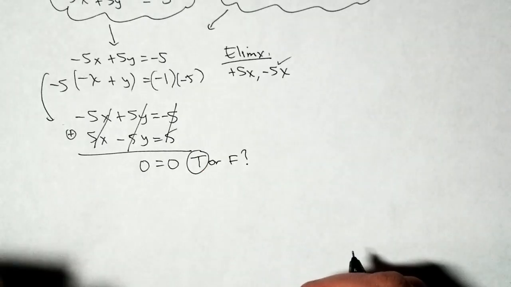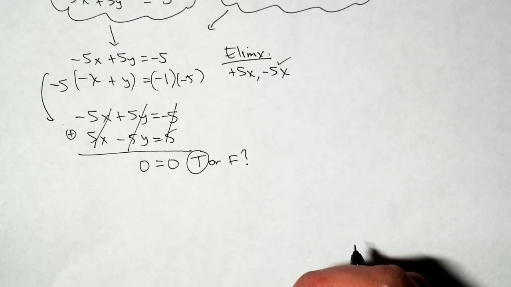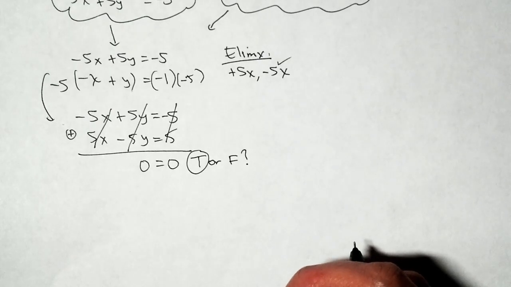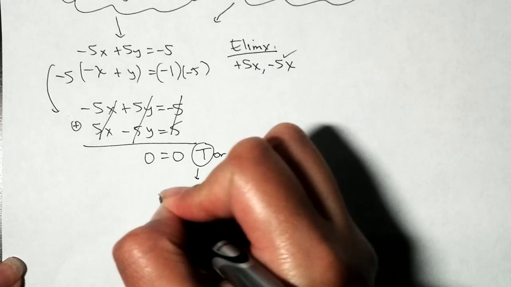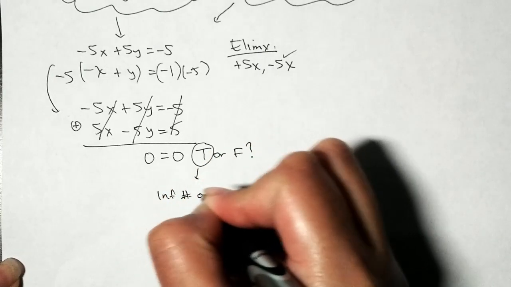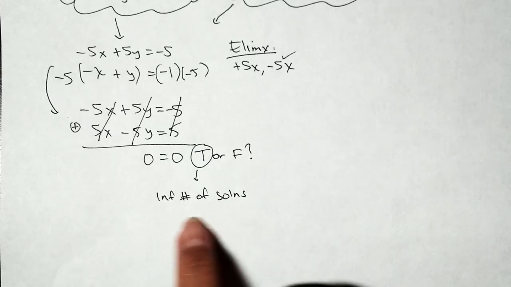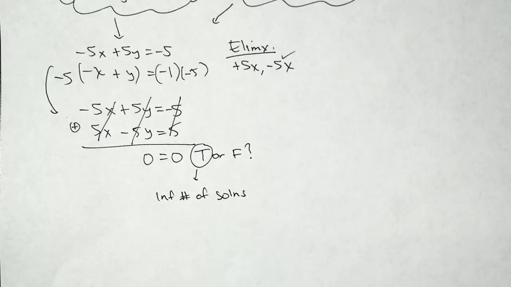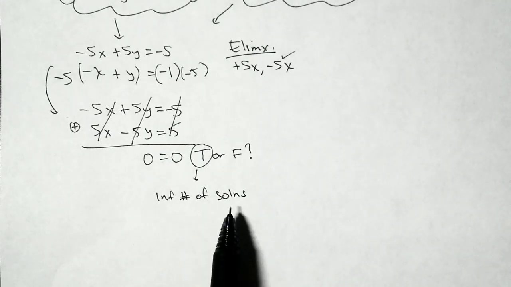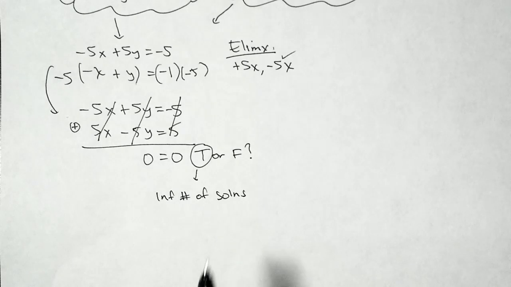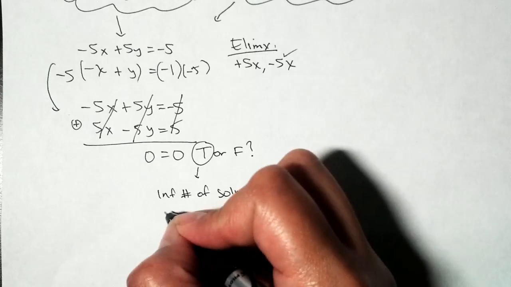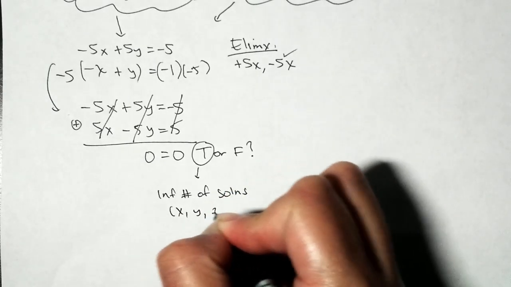Why? Because if the variables cancel out and we end up with a true statement, then that means that the system has an infinite number of solutions. You don't have to write this because this is not the answer. I'm not interested in how many solutions it has. I'm interested in the actual solution set. So we're gonna have an infinite number of solutions, so we should have these ordered triples.